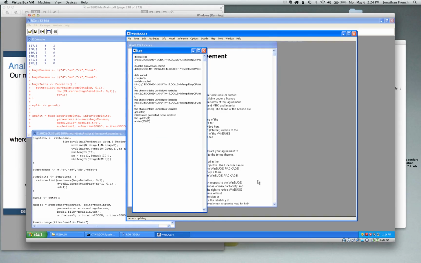So while this is running, let me check and see if we have any questions about the WinBUGS code or the model that we're using. No questions yet. So BUGS is cranking away here at the samples that we're asking it to do. This should finish up here in about 30 seconds.